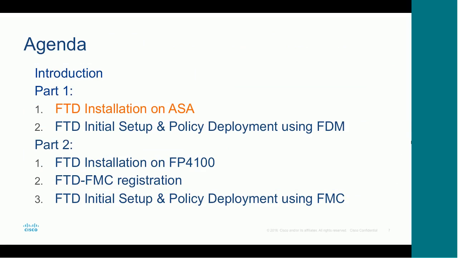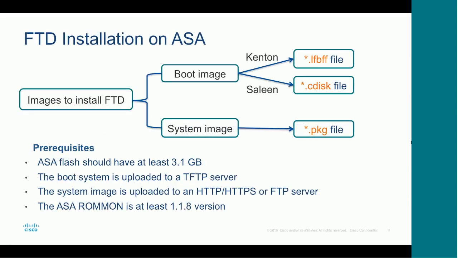Now let's continue with FTD installation on ASA. And first I would like to cover the prerequisites part. So to install the FTD software, we need to access the ROMMON prompt. In case you're using low-range platforms, such as 5506, 5508, or 5516, you need to verify that the ROMMON version of the ASA is 1.1.8 or higher, and if needed, upgrade it.